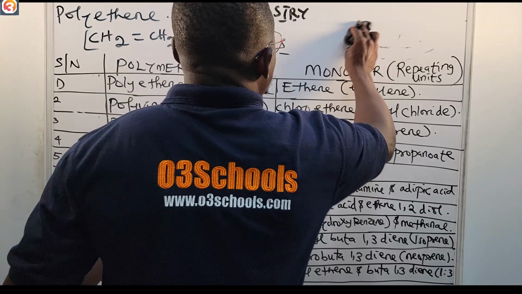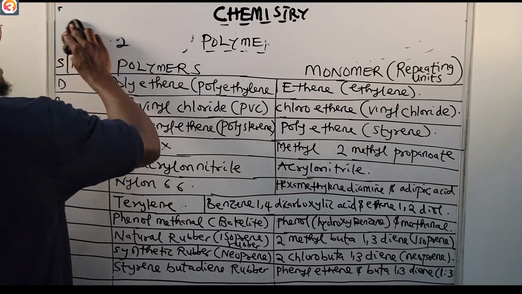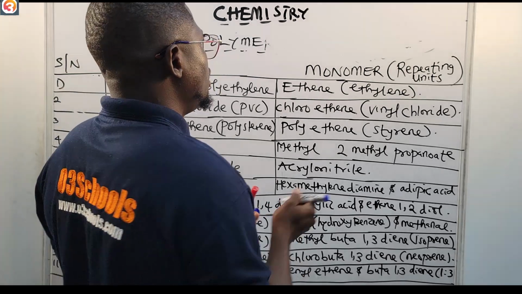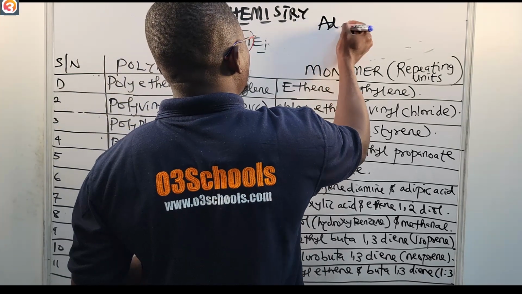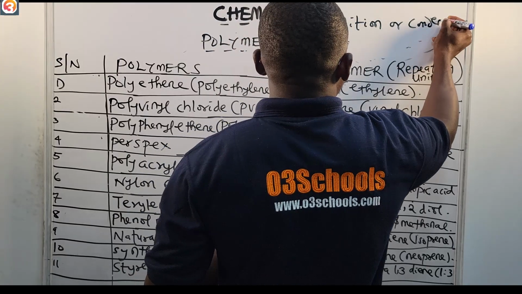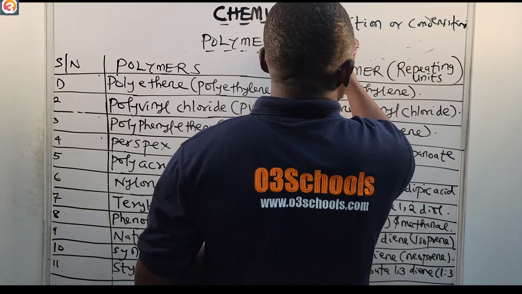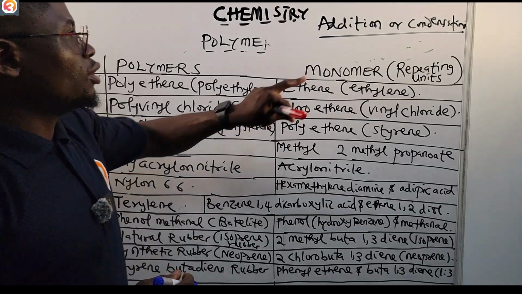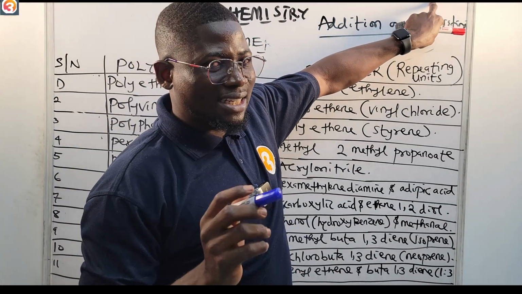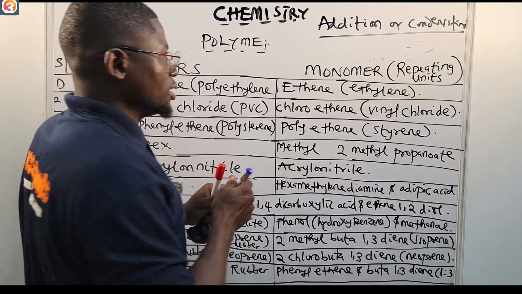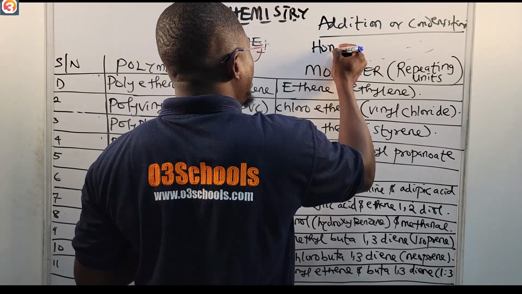Now, polymerization can be by addition or condensation. And when it comes to condensation polymerization, we have two types of polymerization we discuss. One is homopolymers.